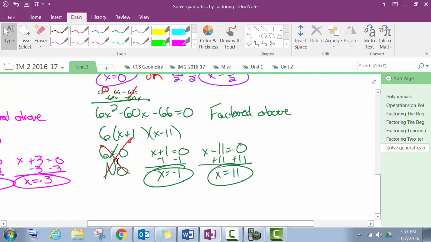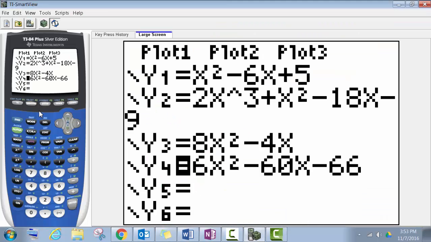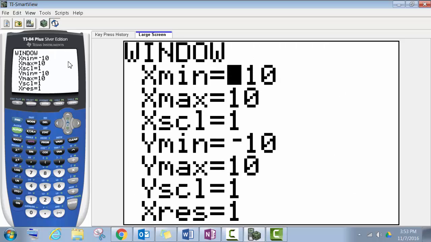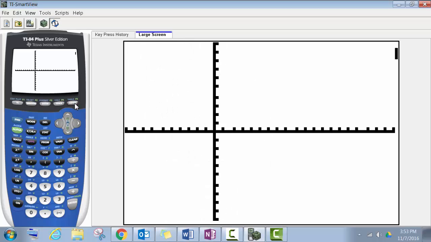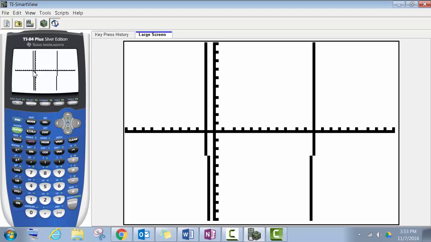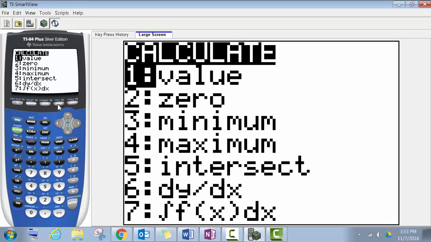Obviously 6 can't be 0, so that one didn't count. So x is -1 and x equals 11. So let's see what we can do. Now right now, if x equals 11, I know that my window's not going to work. I got to change my x max to, let's do 20. Alright, it looks good. It looks like -1. That looks like 11.